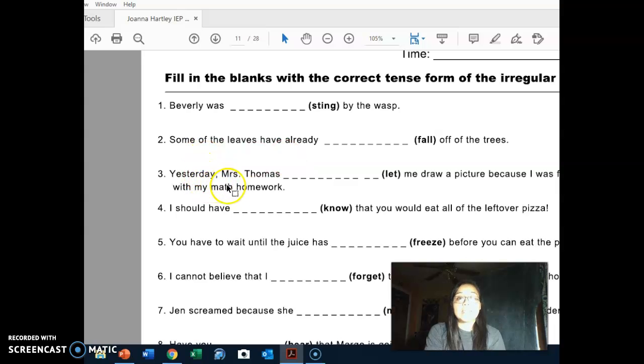Number 3. Yesterday, Miss Thomas let me draw a picture because I was finished with my math homework. Is it yesterday, Miss Thomas let me draw a picture, or yesterday, Miss Thomas allowed me to draw a picture? Answer the question. Allowed me. So go ahead and write that in the first 3.